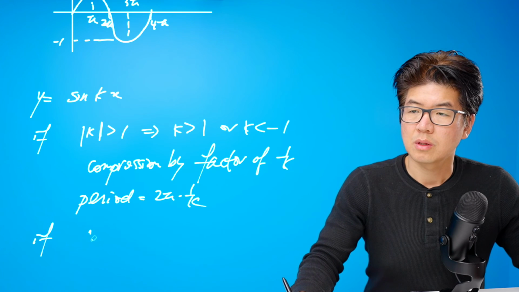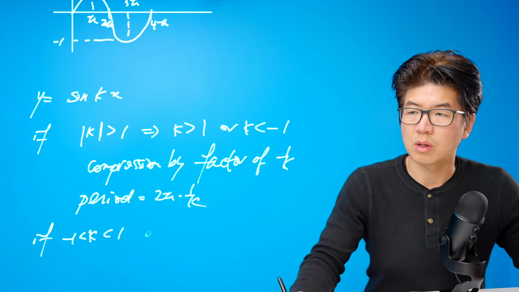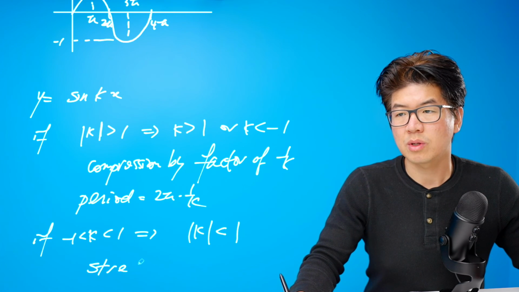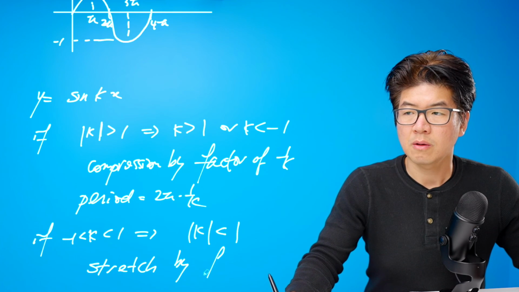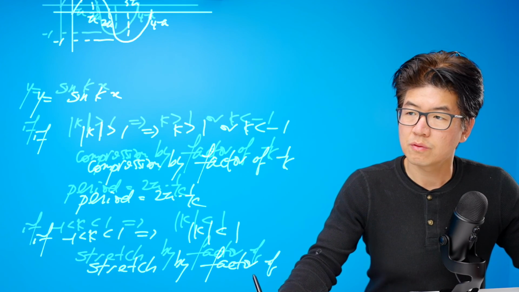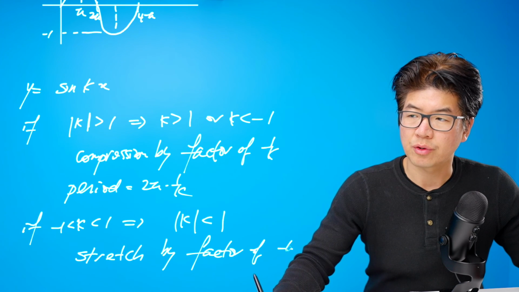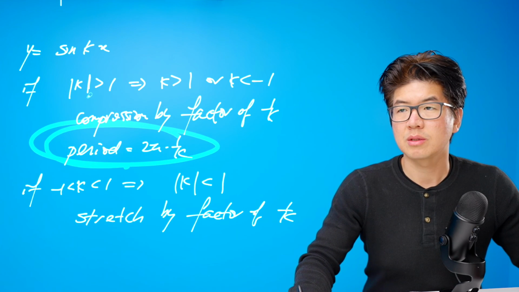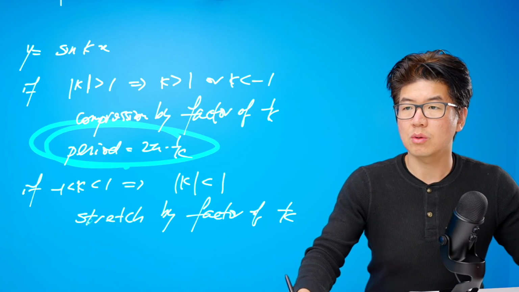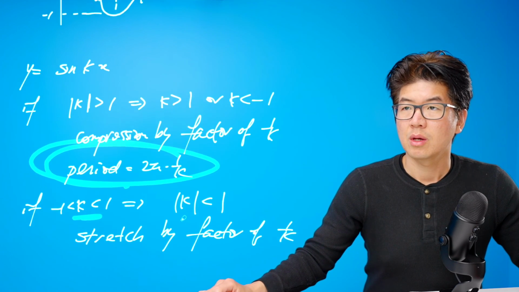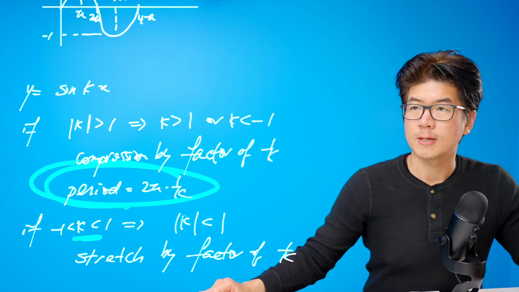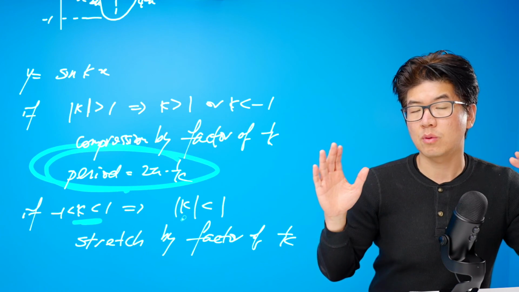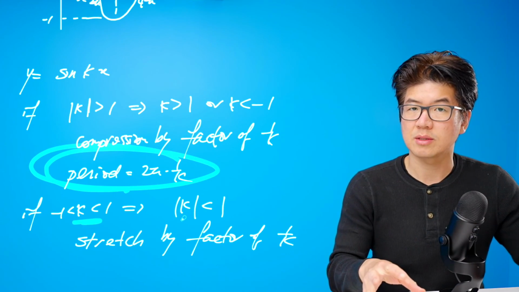Okay, if the k value is between negative 1 and 1, which can also be written with absolute value, we get a stretching factor: stretch by a factor of 1 over k. The period is still the same formula. This formula will work whether k is greater than 1 or less than 1. Okay. All right, so let's do a few more examples in the next video. Let me stop there for the overall summary of what the k does in front of x. I'll see you in the next one.